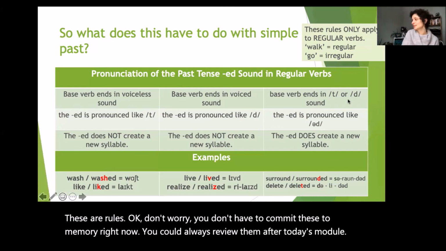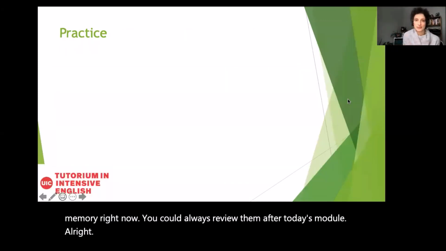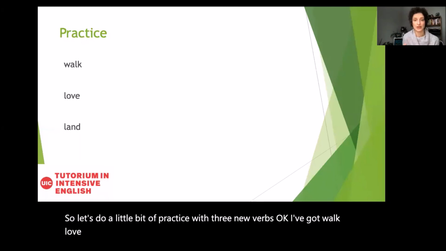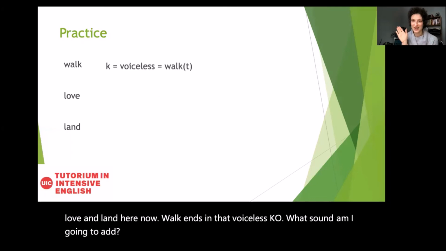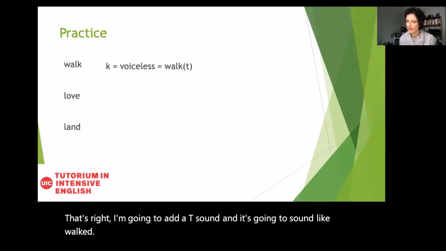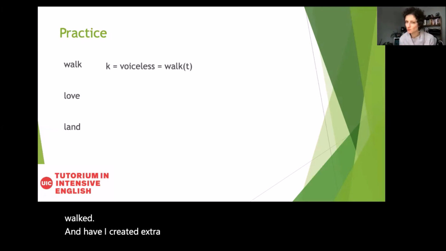All right, so let's do a little bit of practice with 3 new verbs. I've got walk, love, and land here. Walk ends in that voiceless K. So what sound am I going to add? That's right. I'm going to add a T sound, and it's going to sound like walked. And have I created extra syllables? No, it's still 1 syllable.